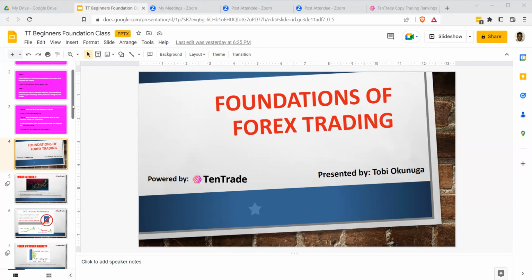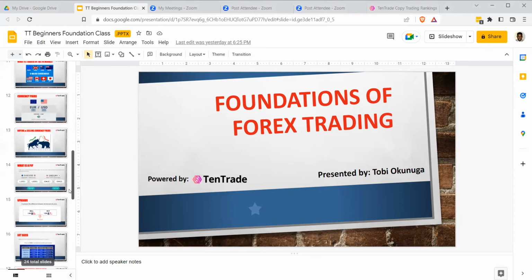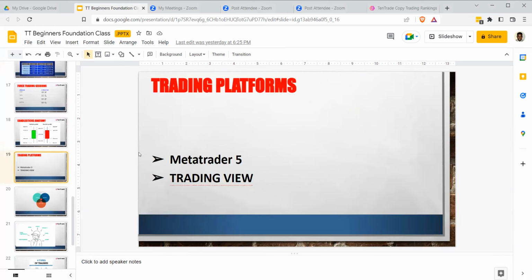Yesterday we stopped at this particular slide, and what we want to talk about today is the Forex trading platforms, which will lead us into taking a few trades on the MT5 platform. Yesterday I showed you how to download MT5 from your 10 trade dashboard. Just go to the download section. You see the link to download the PC version, the mobile app version, and every other version that is needed.